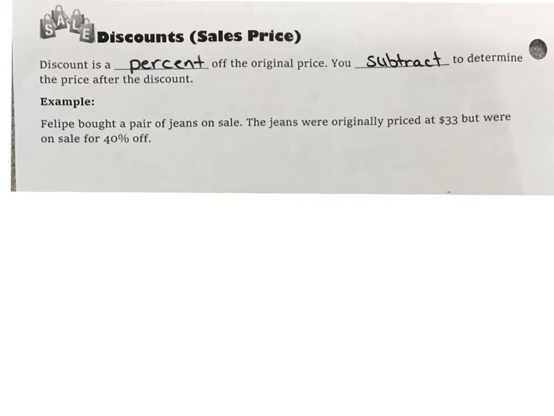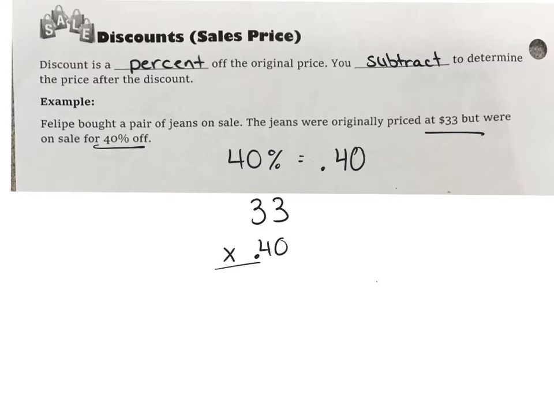Okay, so Philippe bought a pair of jeans on sale. The jeans were originally $33, but were on sale 40% off. So we need to find what price Philippe paid for the jeans. So we would think that I have 40% as a decimal would be 0.40. And so I could just do 33 times the 40 hundredths. And once again, you can drop your 0 down for that placeholder and just multiply.